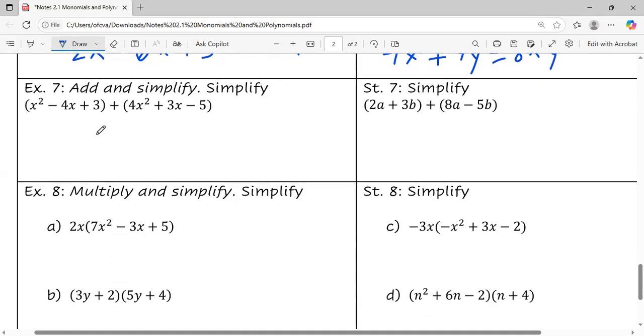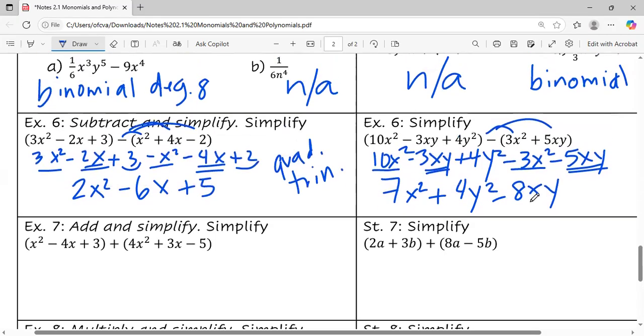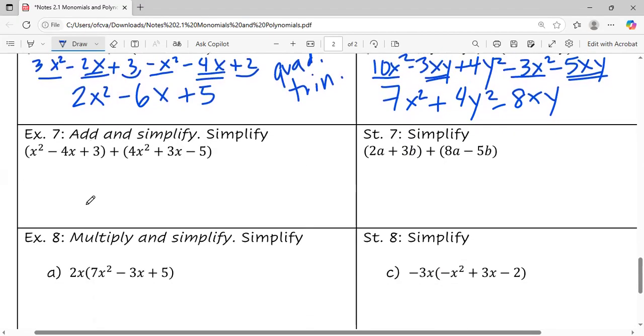So moving on to addition, same thing, but now we're adding. Because you have addition, there's no change in the signs, right? You don't really distribute a positive one. It's not going to have any effect on the second parenthesis. So all you're doing is looking for like terms and putting them together. By the way, this will also be a quadratic trinomial, the one that we just did. So then add and simplify.